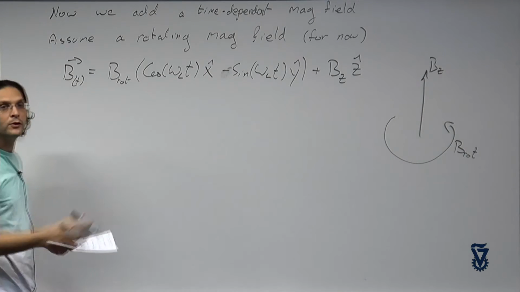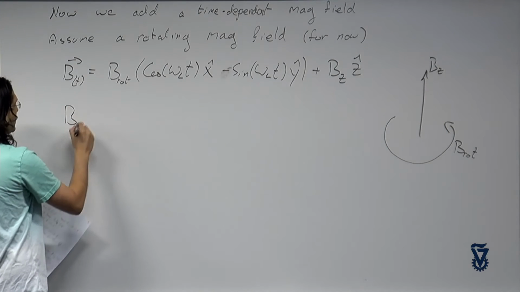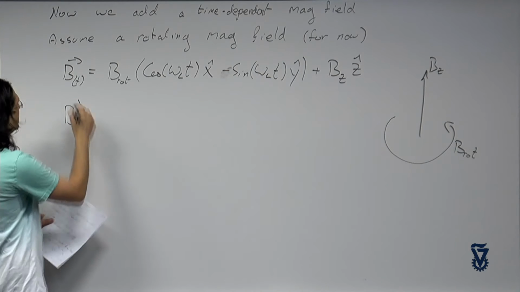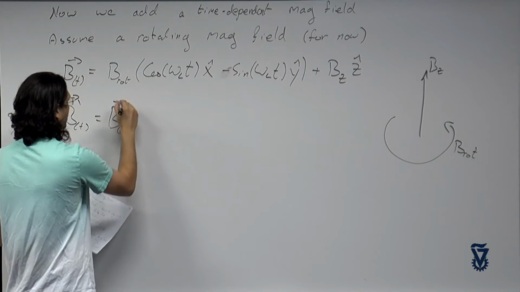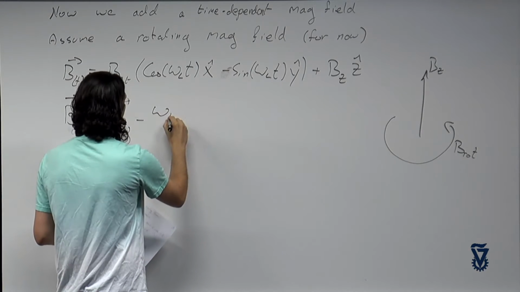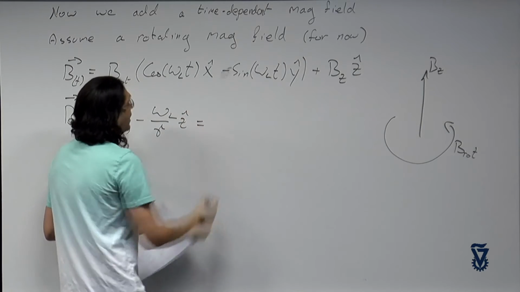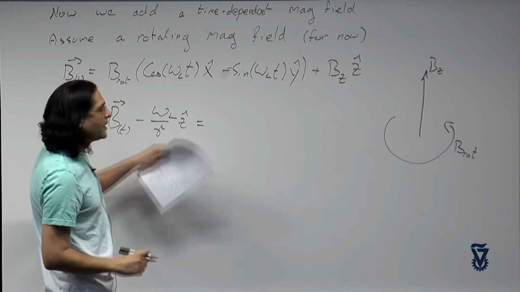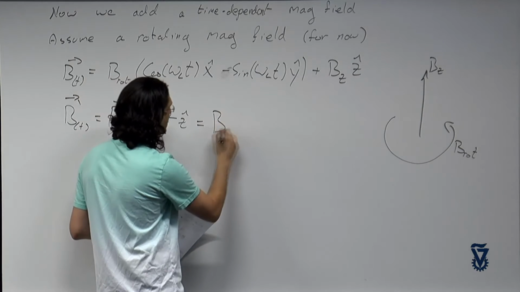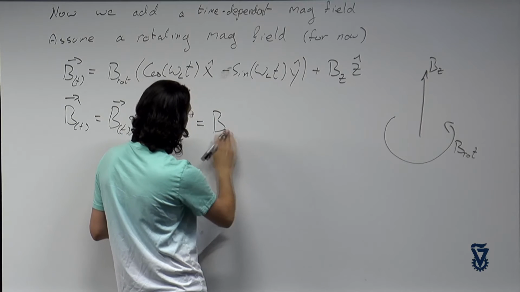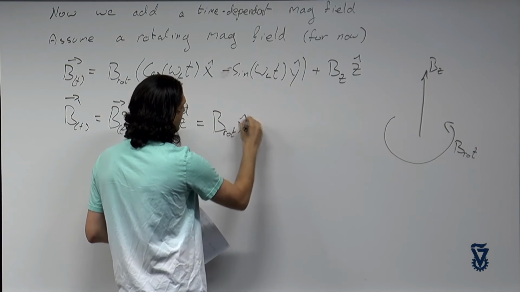And now let's write what this field looks like inside the rotating frame. So B of t inside the rotating frame is going to be our original B of t in the lab frame minus omega_L over gamma z. And if we write this in terms of the coordinates in our rotating frame, this is just going to be B_rot, this number here, x prime.